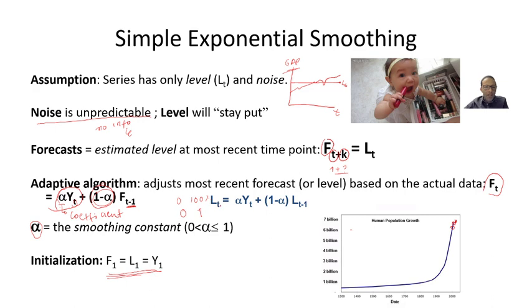So I think we mentioned here that L_t equals alpha y_t plus (1 minus alpha) L_{t-1}, right? So this term is alpha y_t, and this is L_{t-1}. L_{t-1} would be the level at the previous observation. And that is going to give us the forecast, or the level, for the particular time t.